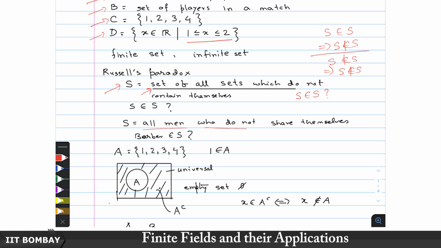So, such definitions we will say that these are not well defined sets, if we cannot determine which elements are there and which elements are not there.